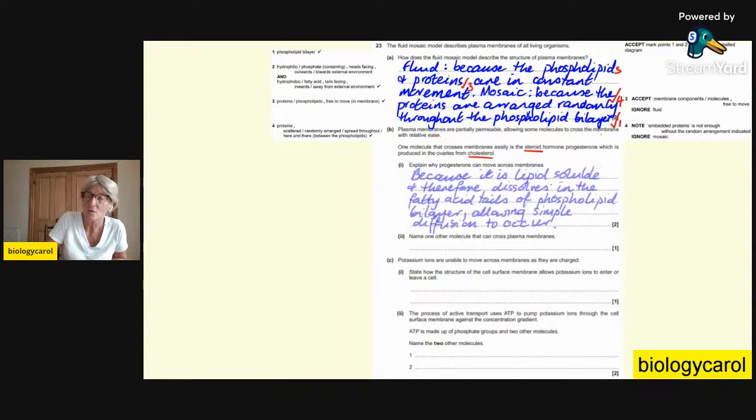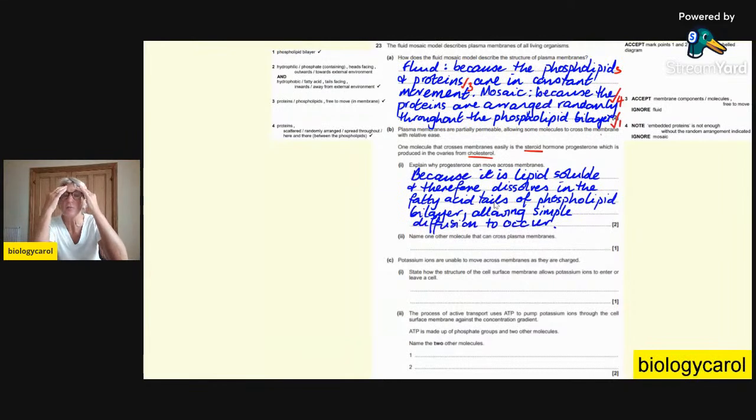Well, that's because it is lipid soluble, and therefore if it is lipid soluble, it dissolves in other lipids, i.e. the group of steroids dissolve in that other group that is called the phospholipids, yeah? And specifically, so here am I being specific, in the fatty acid tails of the phospholipid bilayer, because it is the fatty acid tails that are the real lipidy bit of phospholipids.